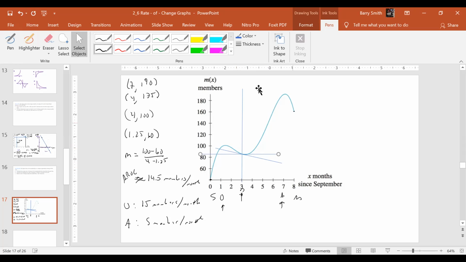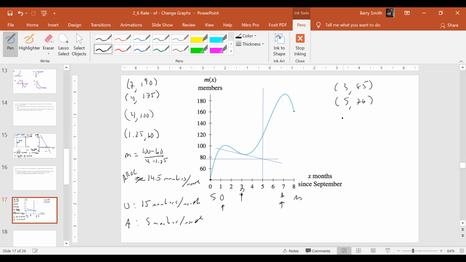And so on that one, we're roughly at, oh, let's call that 85. So we'll say 3 and 85. And then we can also move over to say, I don't know, let's go to 5 here. And we can go down. And maybe that's 76. And so it'd be 5, 76. And so here we take 85 minus 76 over 3 minus 5. And so that gives us a final answer of about negative 4.5, so about 4.5 negative members per month.